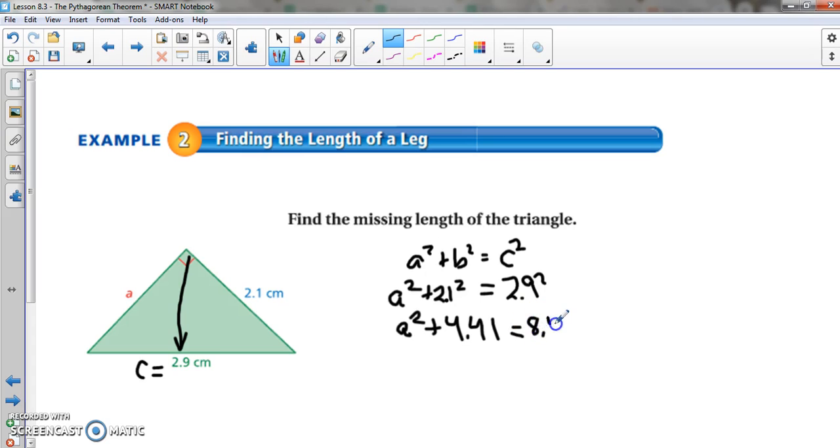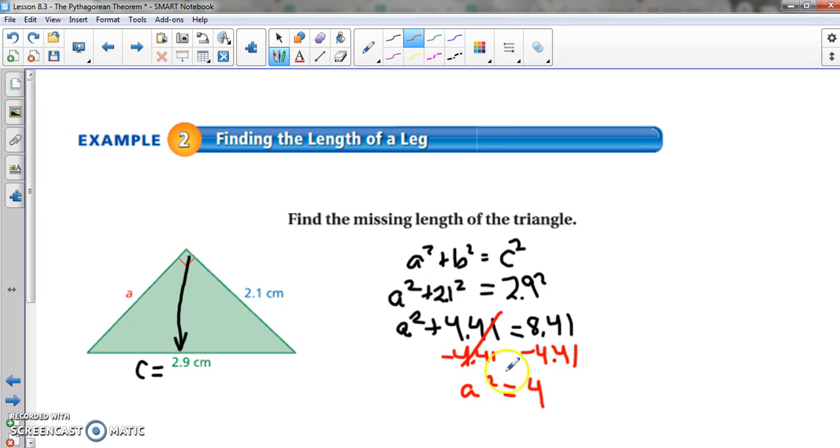Ignoring the square sign in the problem, this looks like a one-step equation that we know how to solve. If I'm trying to get this a squared term all by itself, you have to get rid of the plus. So how do you get rid of adding 4.41? You would subtract 4.41 from both sides. So when you do this, these cancel. You're going to bring down your a squared, and 8.41 minus 4.41 will give me 4.